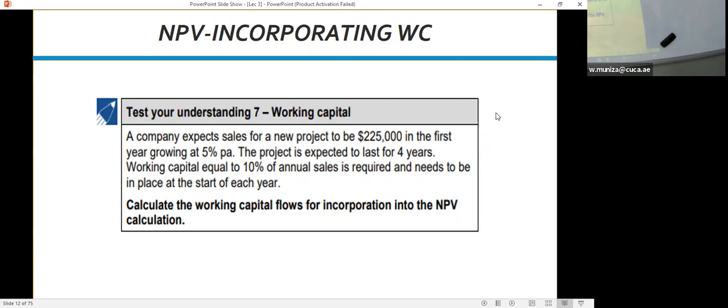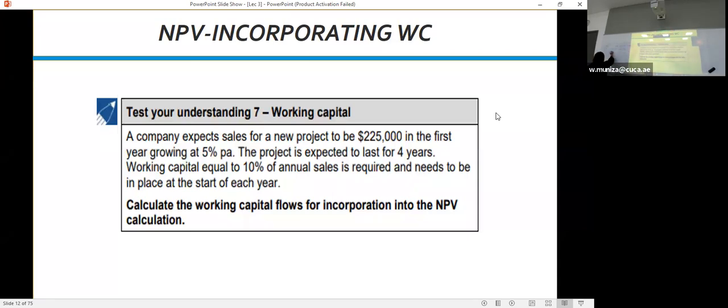1,125. Okay, very good. In the next year then? 1,181. Very good. Here in the first year, how much is going to be injected? 22,500 total. Okay, then in the first year, 1125. Difference of these? 1181.